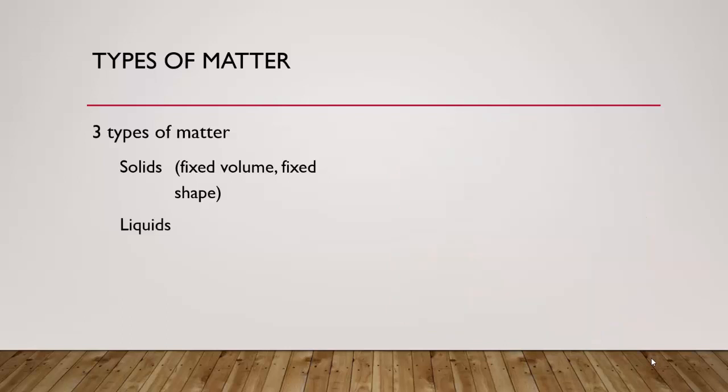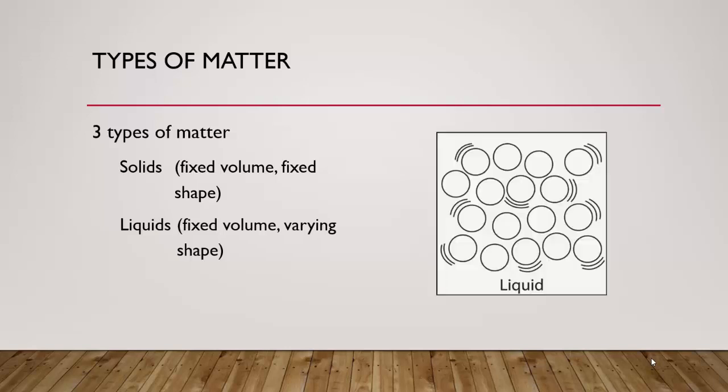Then you were taught that there were things called liquids, which have a fixed volume but a varying shape. You can pour them. The atoms are close to each other, but they're able to move past each other, which allows the liquids to flow.